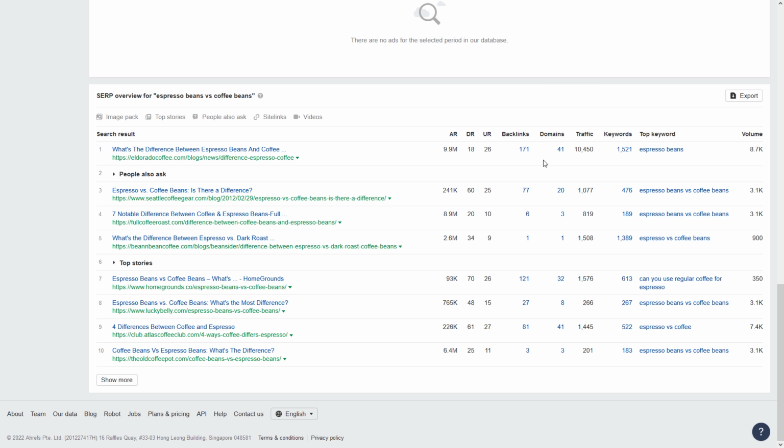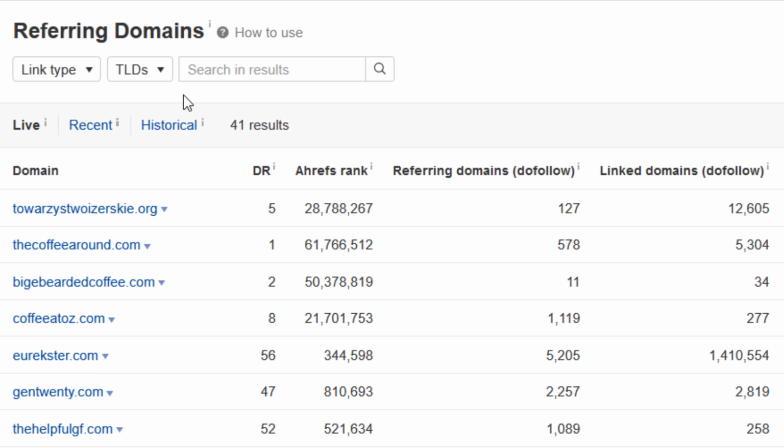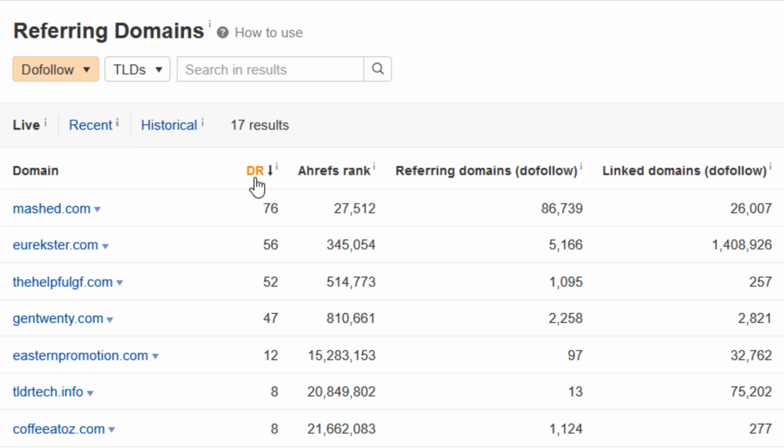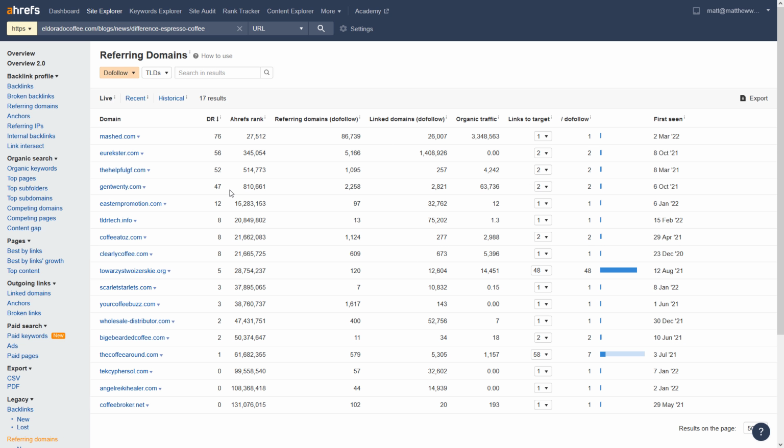Here we can see the number 1 position is a DR18 with links from 41 domains. But when we click into it and filter by dofollow links, you'll see there's only 17 dofollow links and only 1, 2, 3, 4 of those have any weight behind them.